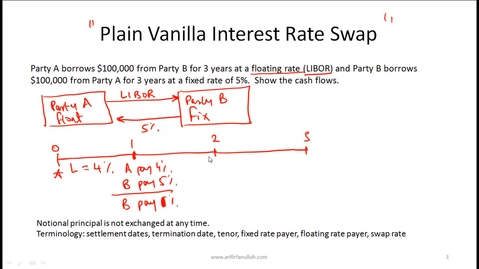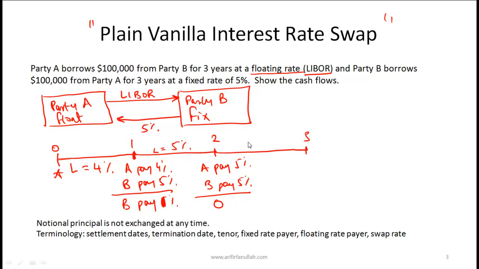Then at the end of year 2, payments are going to be again made based on LIBOR for this year. And for year 2, let's say that LIBOR at the start of the year was 5%. So that's the rate that will apply to the floating rate loan. Now essentially for year 2, A has to pay 5% and B also has to pay 5%. So the net impact is that there is zero payment from both sides for year 2.